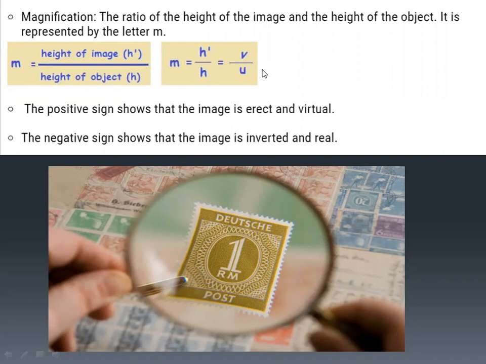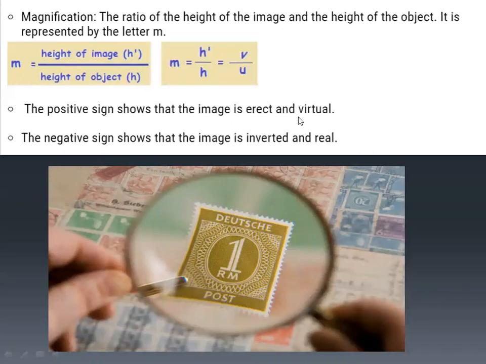And here the Cartesian sign convention we have to apply, which I already told you. As you can see here, the positive sign shows that the image is erect and virtual. Positive sign means it is above the principal axis. So if an erect image is formed above the principal axis, it should be a virtual image.